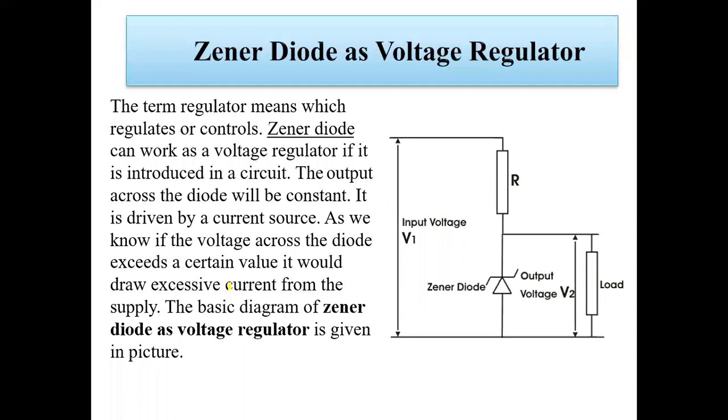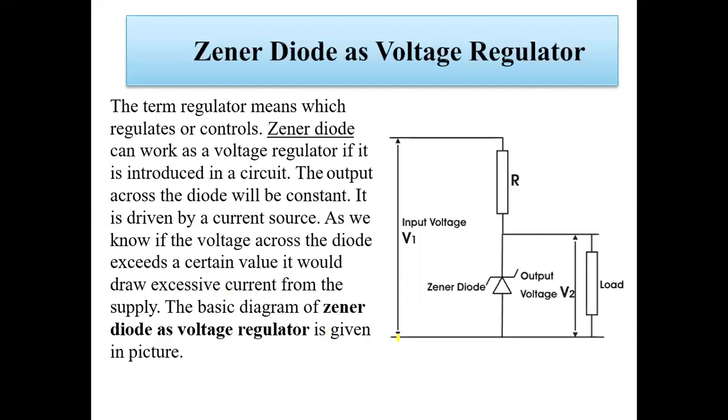Here the Zener diode can be used as a voltage regulator. The term regulator means which regulates or controls. That is, a Zener diode can work as a voltage regulator if it is introduced in a circuit. The output across the diode will be constant. It is driven by a current source. As we know, if the voltage across the diode exceeds a certain value, it would draw excessive current from the supply. The basic diagram of the Zener as a voltage regulator is given in the picture.